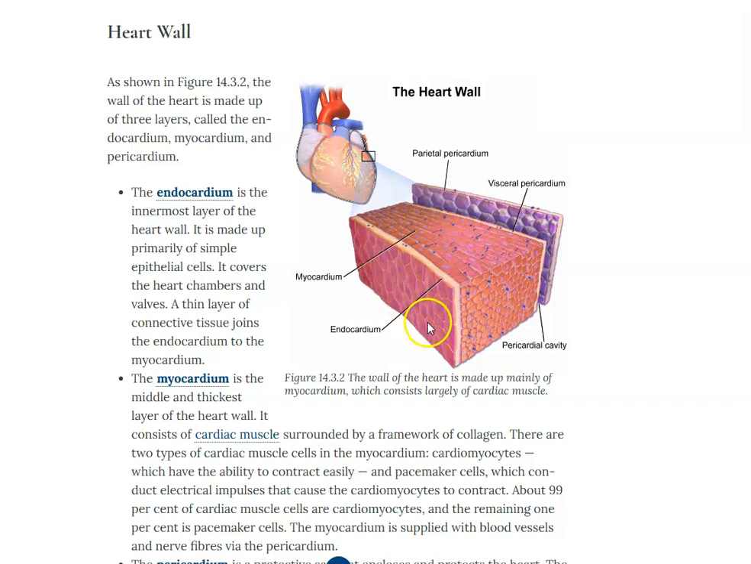And also this is a beautiful example of epithelial cells that we've talked about. The myocardium is that special cardiac muscle that we looked at. And then the pericardium is around the outside.